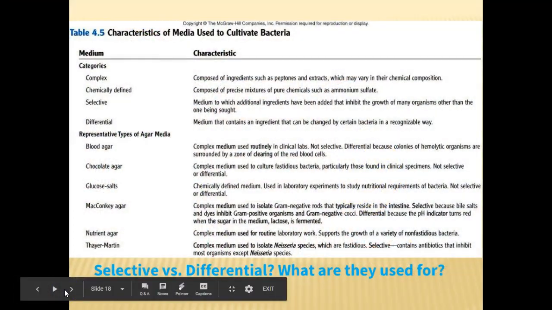Selective means that you're really trying to focus on getting just one species. It is going to help you select for a specific type of bacteria, and only that bacteria would be able to grow. So let's continue taking a look at this and check this out.